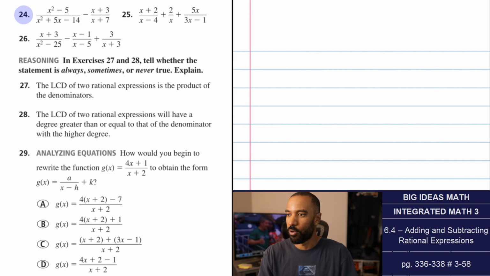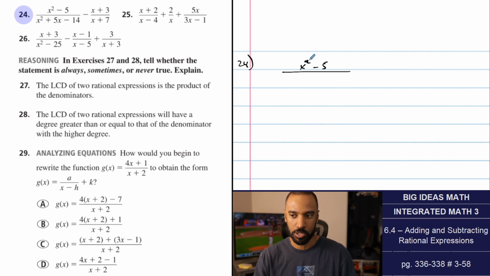All right, number 24. We have x squared minus 5. Even if this could factor, don't try to. Even if there was a difference of 2 squares, you want the top to be as it is. You want to factor the bottom. Our goal is to find a least common denominator.